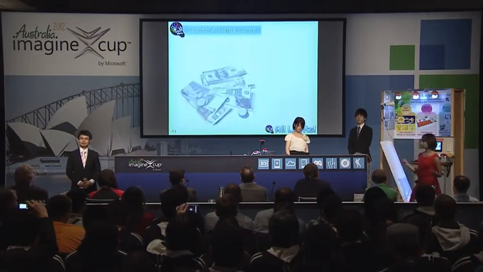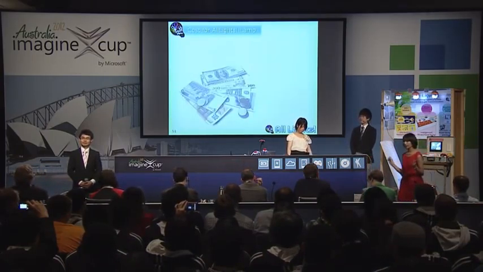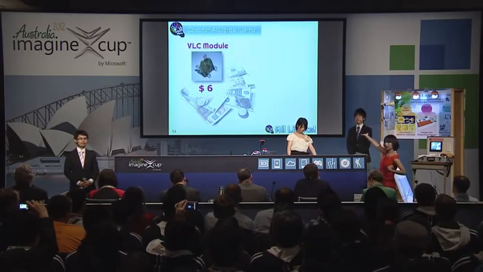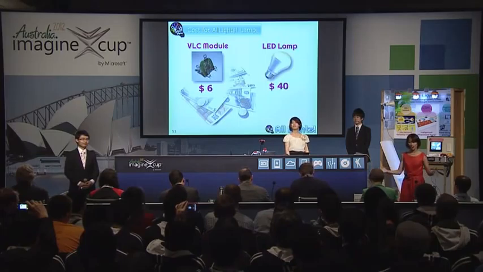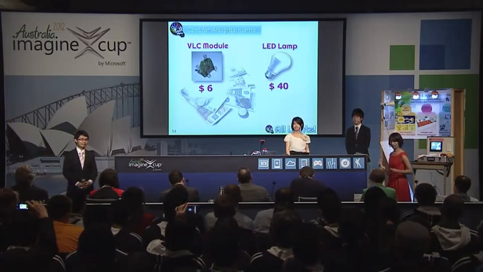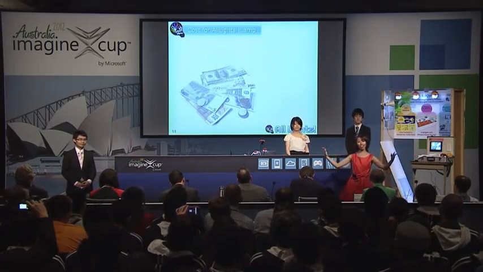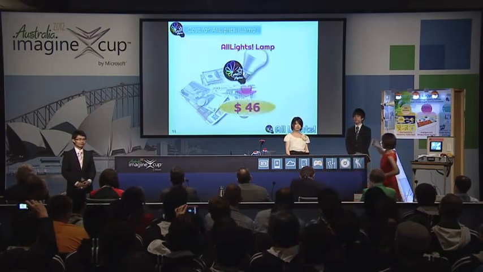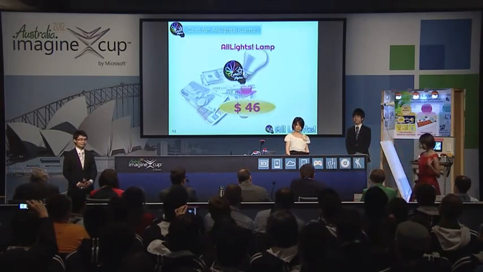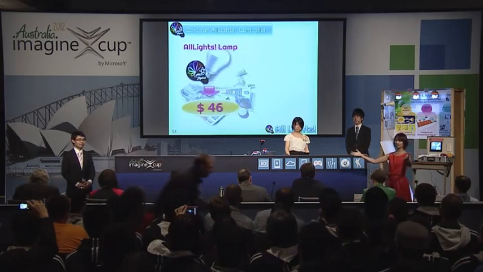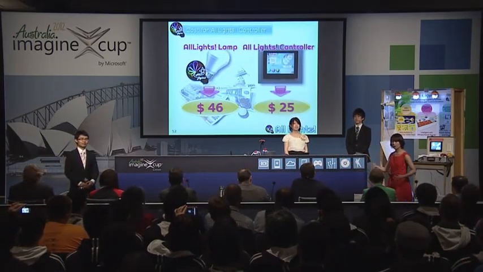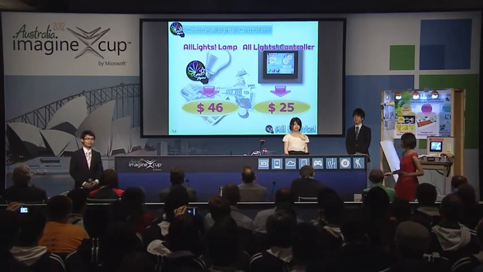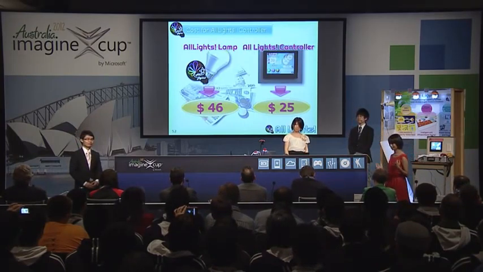Let's look at the cost for implementation. The VLC module we developed cost $6. Since the price of the LED lamps is about $40, we could produce each All Lights lamp at $46. For commercialization, specialized embedded devices will be used for the All Lights controller, driving down the cost to $25.